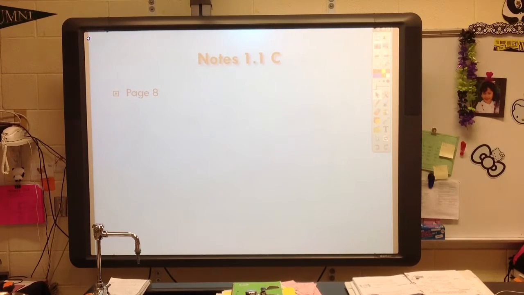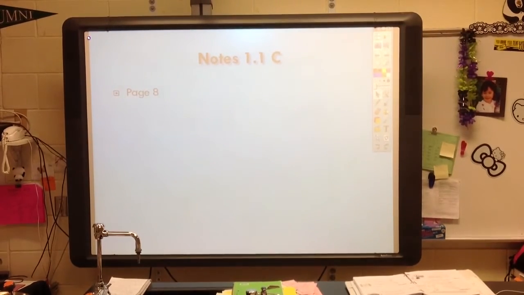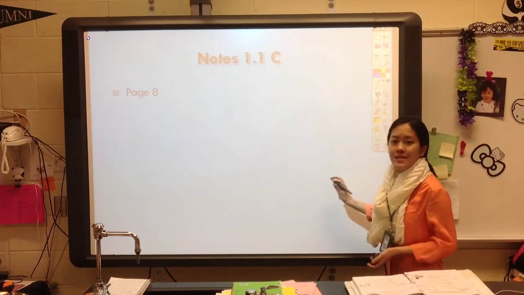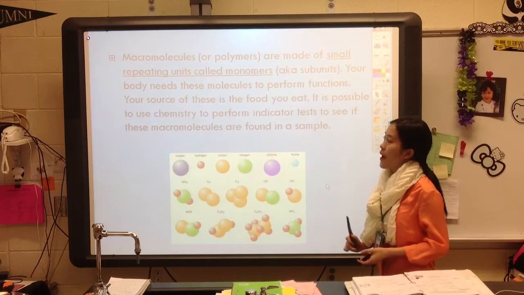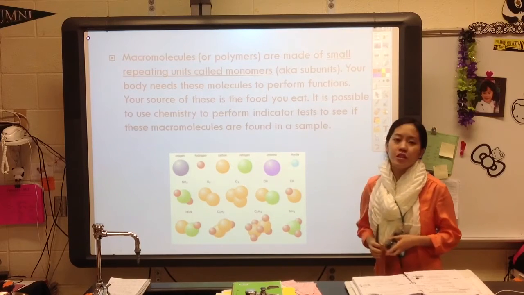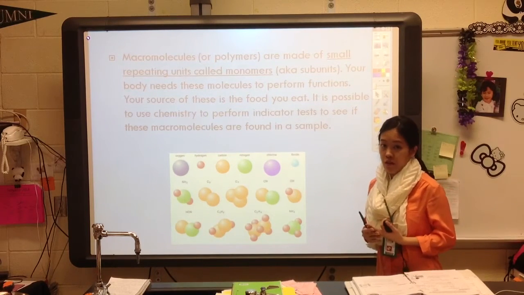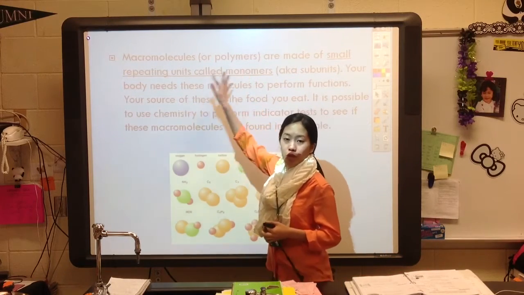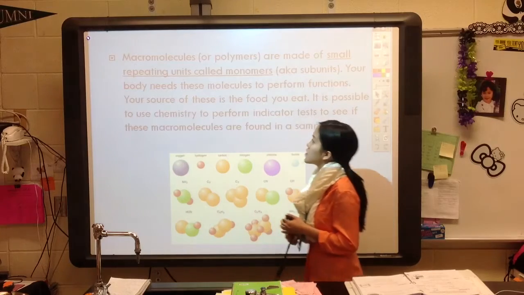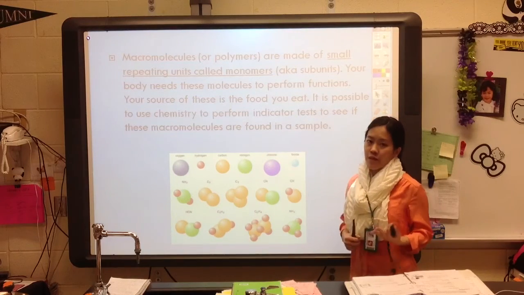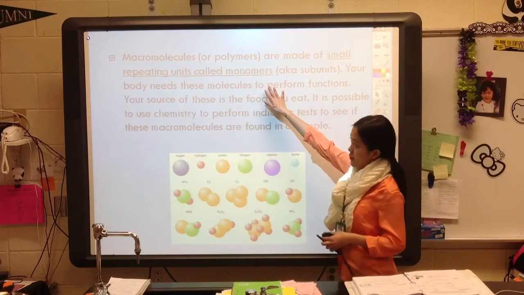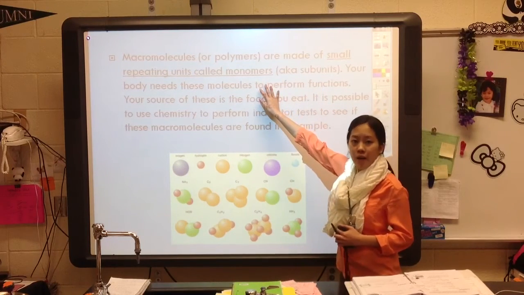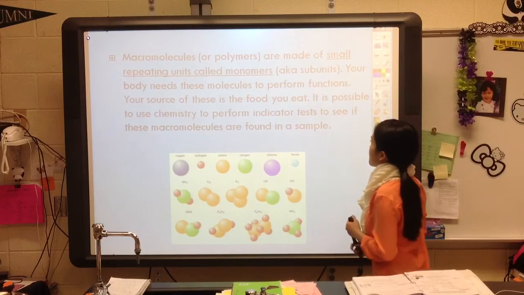So today we're continuing with Unit 1, and we'll be on page 8 of your notes. Last time we finished up our notes by talking about what macromolecules were. Macromolecules are also known as polymers, two words that you should see on your vocab sheets. They're made up of smaller units known as monomers or subunits, and you also saw the word monomer in your vocab sheet.